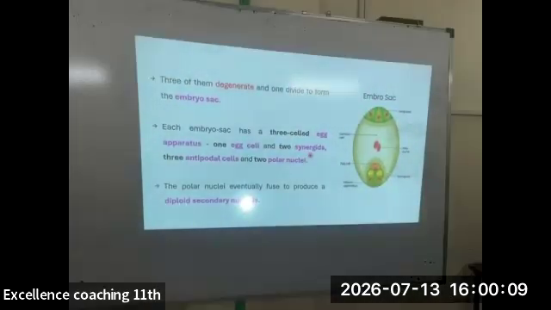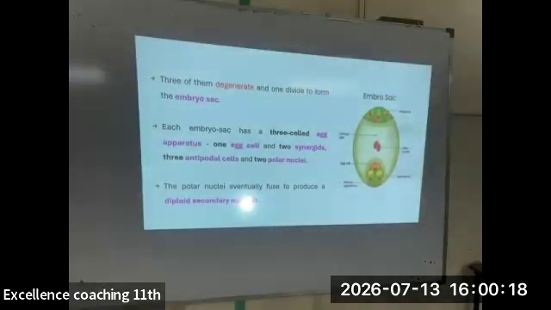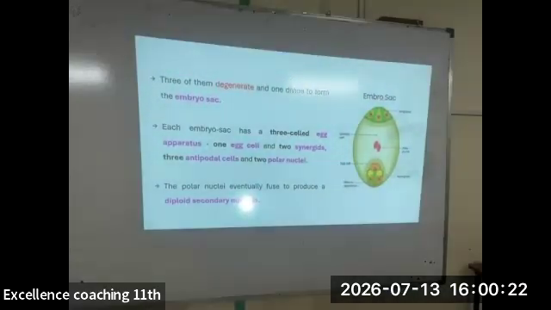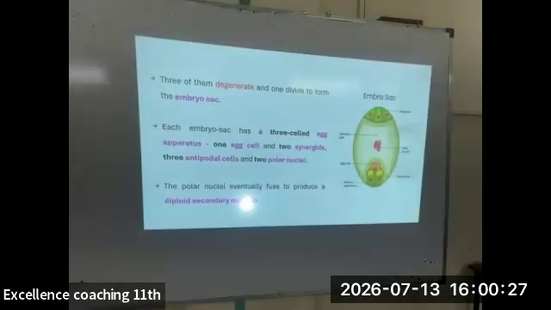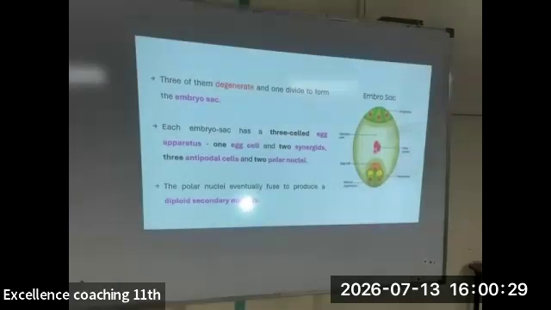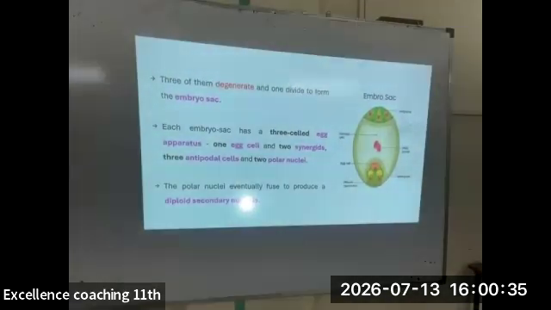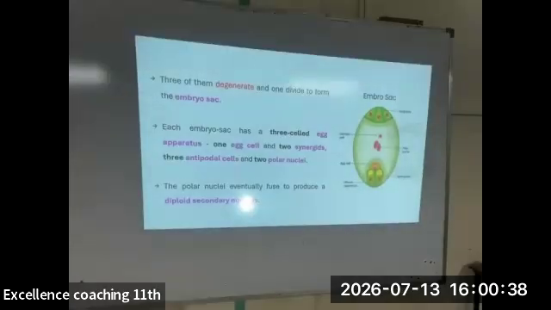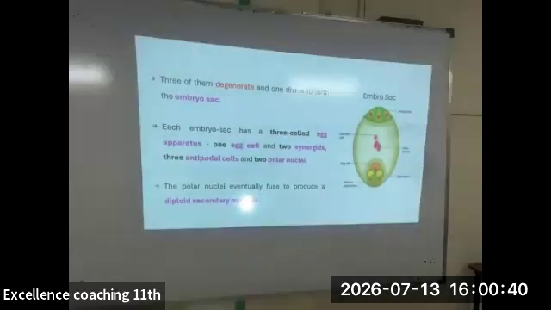Then there are two synergids, and then there are the three-celled antipodals. So there are antipodals, synergids, and the egg cell. Is this clear? And these are the polar nuclei in the center. It is one cell, but it is fused and has two nuclei. That's why you can see this is a dikaryotic cell. Even the diagram is like that.